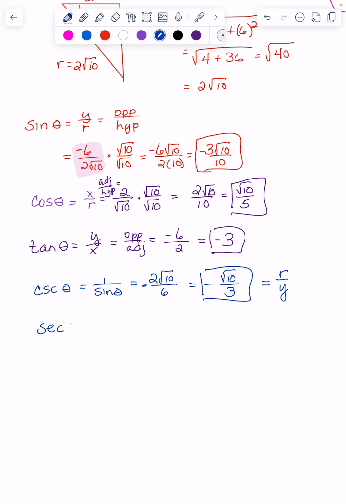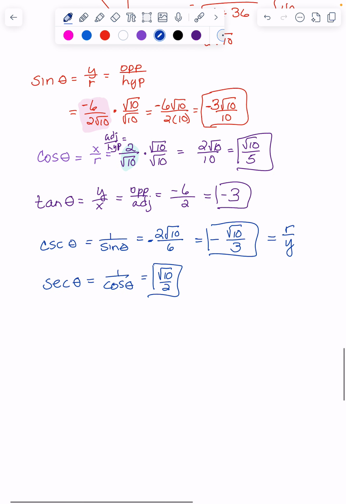If I look at secant theta, secant and cosecant are kind of weird because they don't seem to match. It's equal to 1 over cosine theta, all right? So again, I'm going to grab my earliest one. So let's grab this 2 over square root of 10 that I have over here. So I'm going to say it's square root of 10 over 2. There's not much I can do there, all right? So I'm all done already, all right? All good. Okay, so let's see. Last one is cotangent of theta. That's 1 over tangent theta.